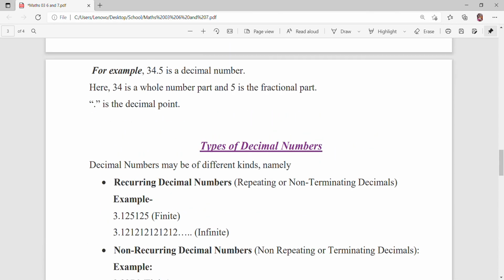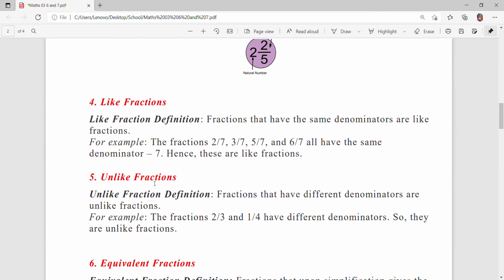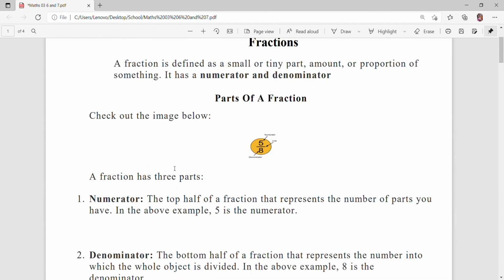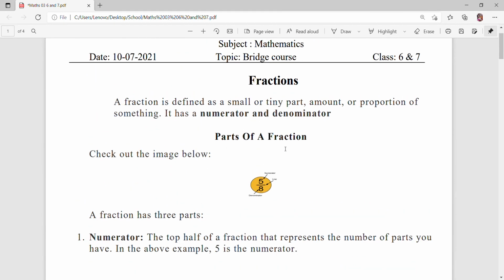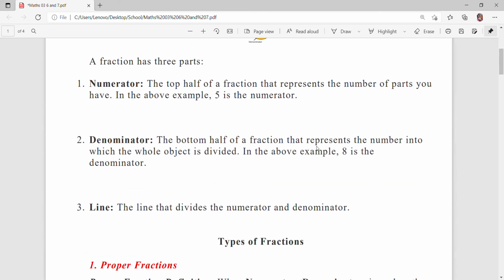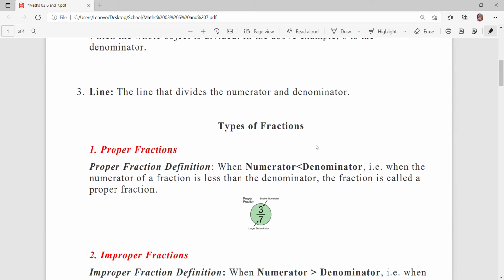Okay. Can we recall once? Today we learned what we mean by fraction. In the parts of a fraction, there are 3 parts. First one is the numerator. The upper half of a fraction is known as the numerator. The bottom half of a fraction is known as the denominator. And in between the numerator and denominator, we put one line for the separation of numerator and denominator.